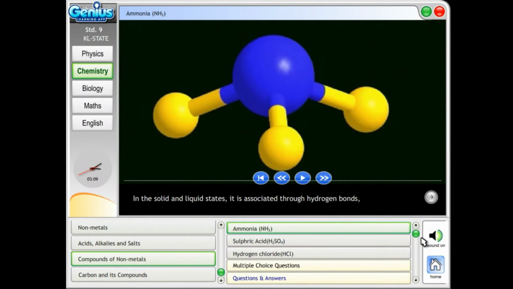Ammonia structure. In the solid and liquid states, it is associated through hydrogen bonds.